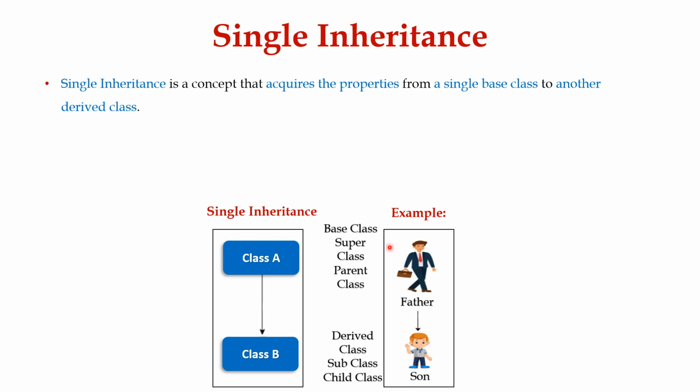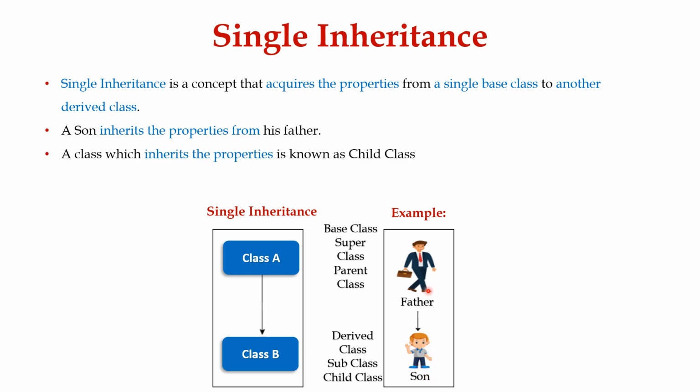Similarly, we have a real-time example here. We have father class and son class. So here, son inherits the properties from his father. A class which inherits the properties is known as child class or derived class or subclass. A class whose properties are inherited is also known as parent class or superclass or base class.